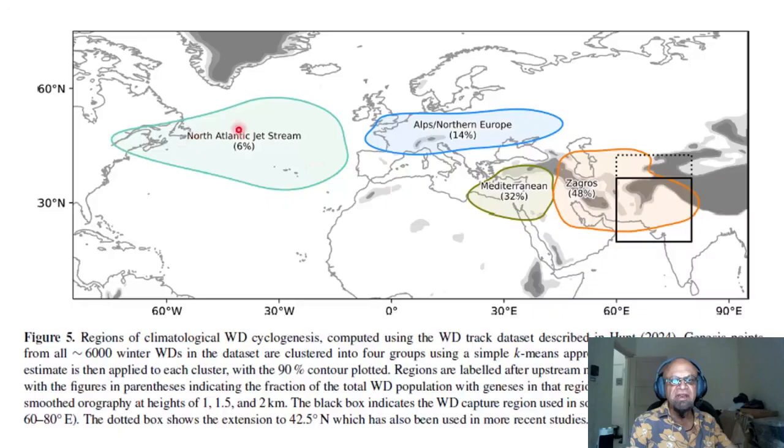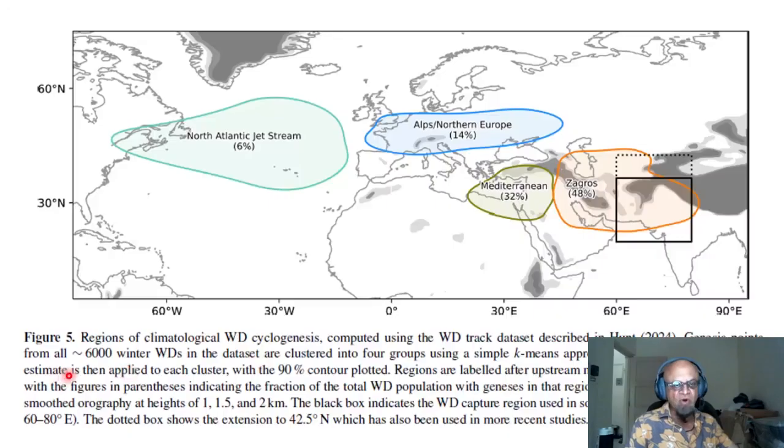So here is the North Atlantic jet stream, which obviously in the winter is the storm track coming off of land. A similar one on the Asian side, Alps and Northern Europe here, and Mediterranean here, and Zagros mountain range jetting into the Western Himalaya. Regions of climatological WD cyclogenesis computed using WD track dataset described in Hunt, who's the lead author here.